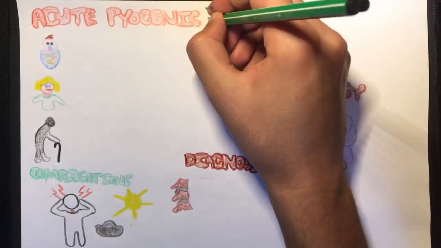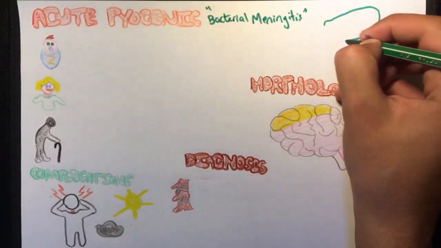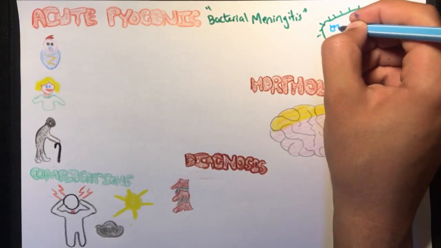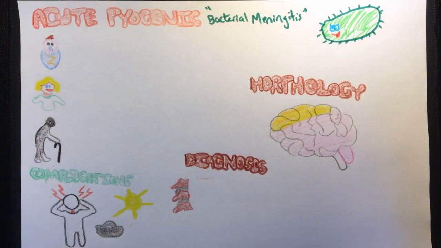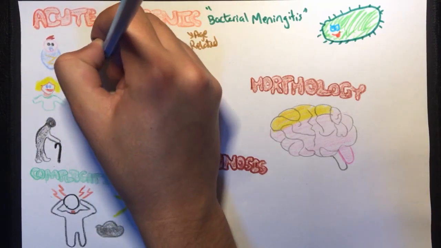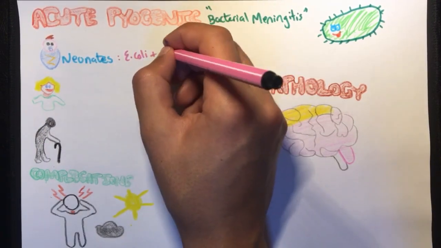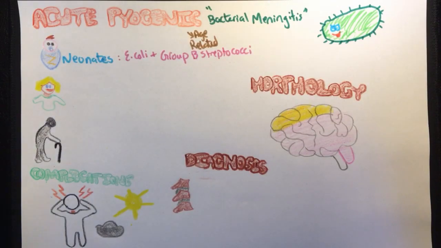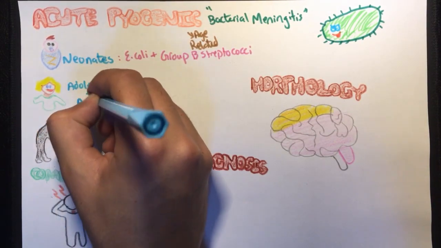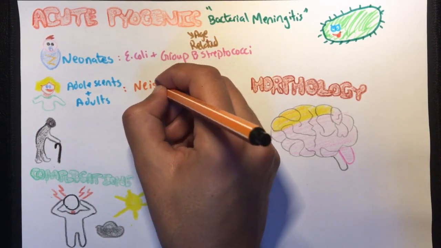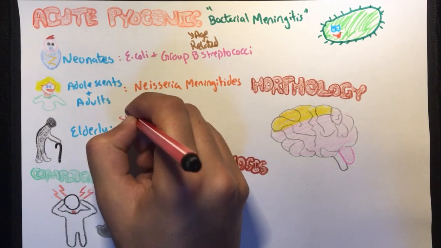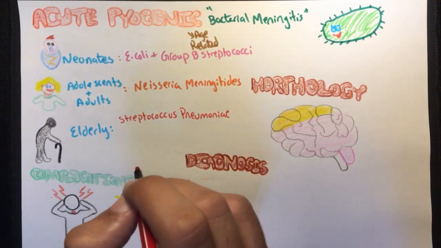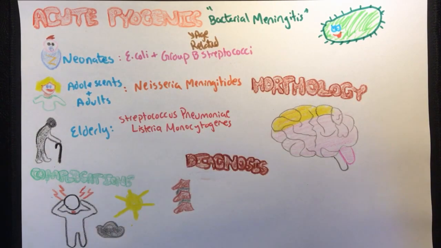Starting with the first type, which is acute pyogenic meningitis, also called bacterial meningitis. There are many bacteria that can cause this type, but a special thing about meningitis is that the age group is related to the bacteria. So neonates are affected by E. coli and group B streptococci, while adolescents and young adults are affected by Neisseria meningitidis, and the elderly are affected by Streptococcus pneumoniae and Listeria monocytogenes.